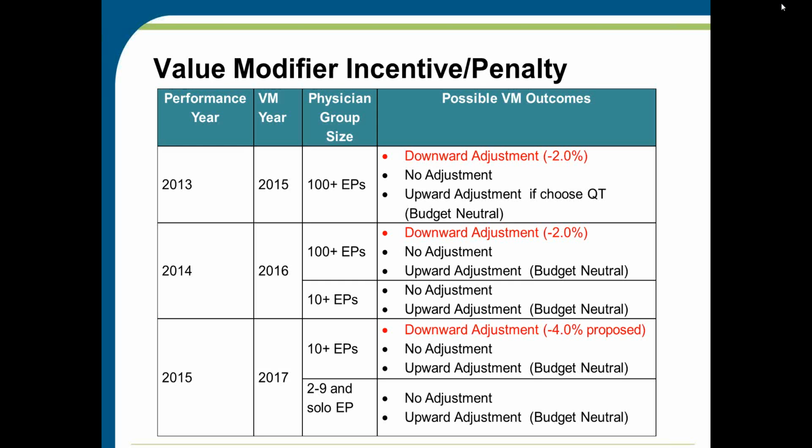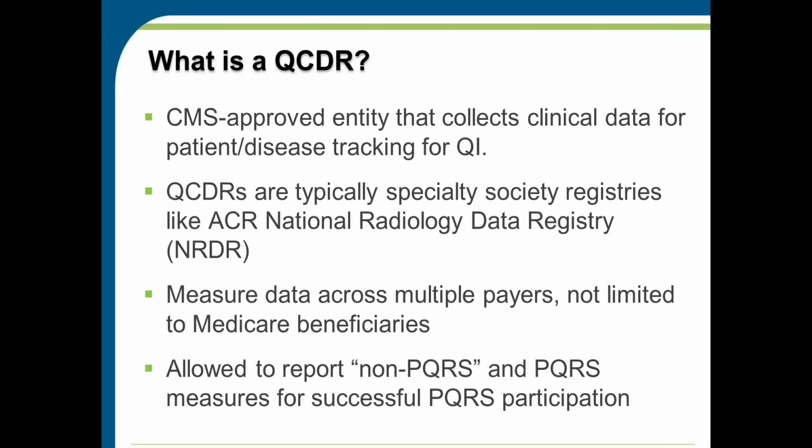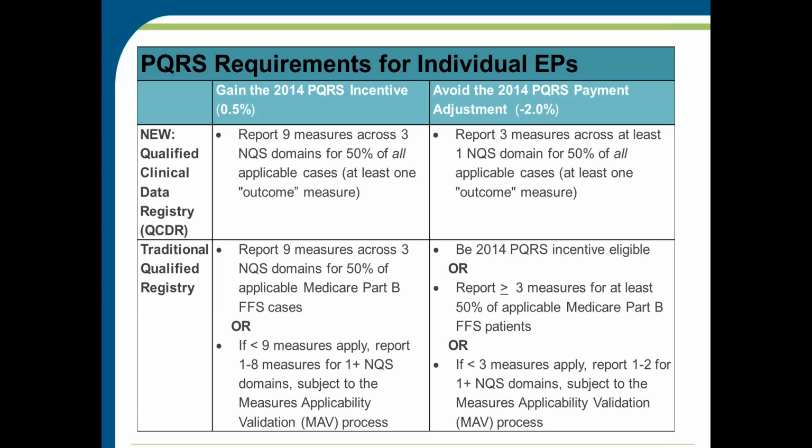So the basics of what a QCDR is: it's an entity approved by CMS that is a registry used for the purposes of disease tracking, patient tracking for quality improvement, and collects clinical data. QCDRs this year have shown to be typically specialty society registries like the ACR's National Radiology Data Registry. And the measures included in a QCDR will be reported on patients across multiple payers, not just limited to Medicare beneficiaries. QCDRs are also allowed to report non-PQRS measures, as opposed to only the PQRS measures that are in the program and reportable through other mechanisms like claims or traditional registries.